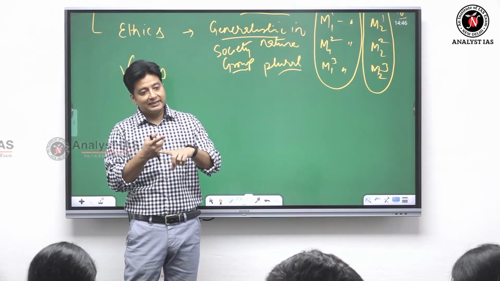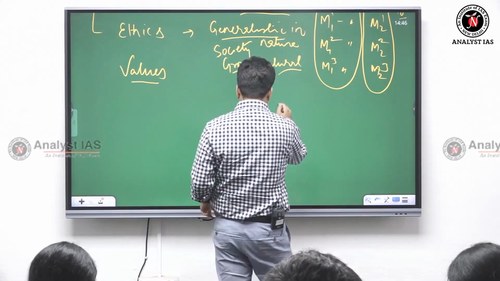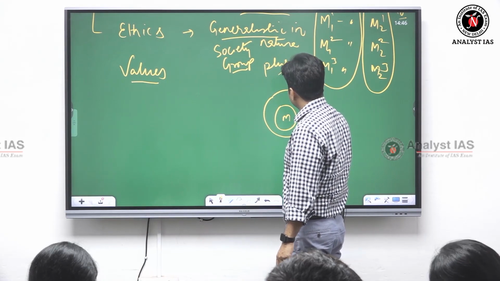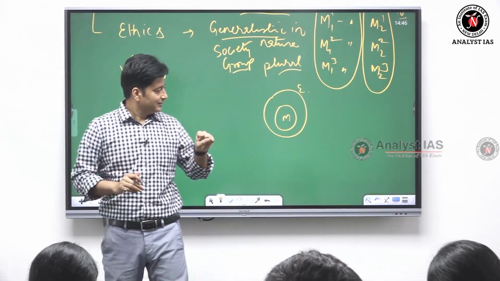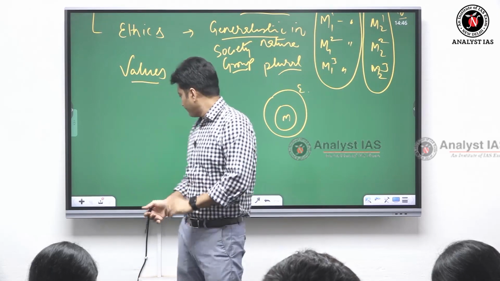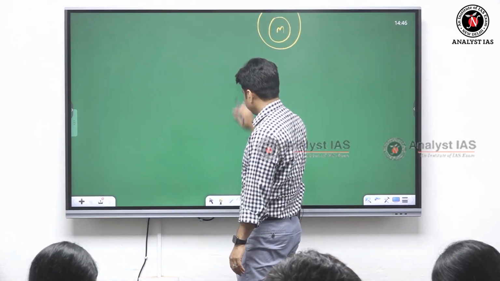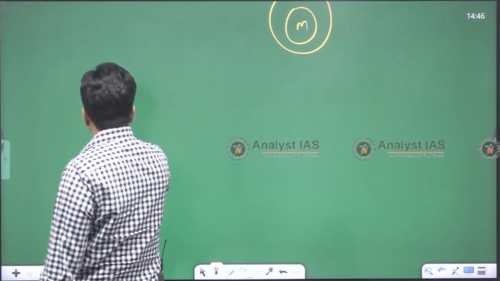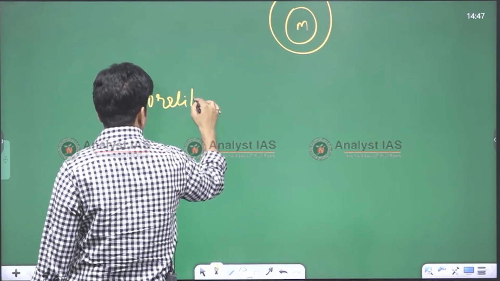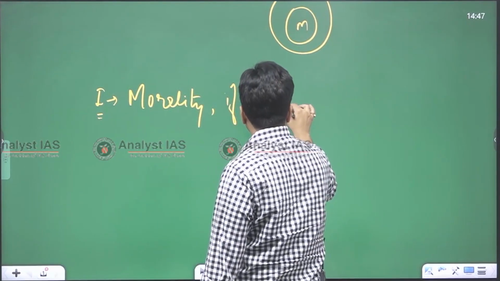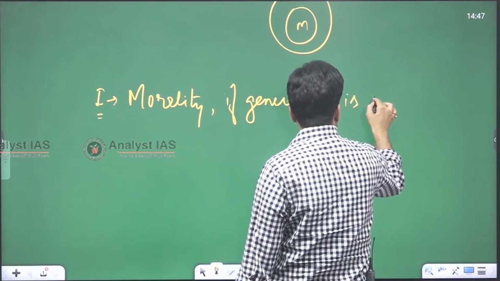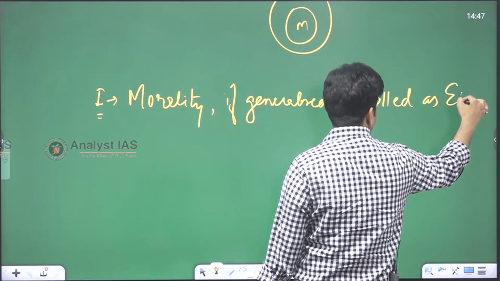So ethics and morality is residing in one person. But if we have to connect both of them together, morality is here and ethics is superset, whereas morality is subset of the ethics. You have understood the term or not? Now, if I give you a question, say for example, statement number 1, morality, if generalized, is called as ethics.